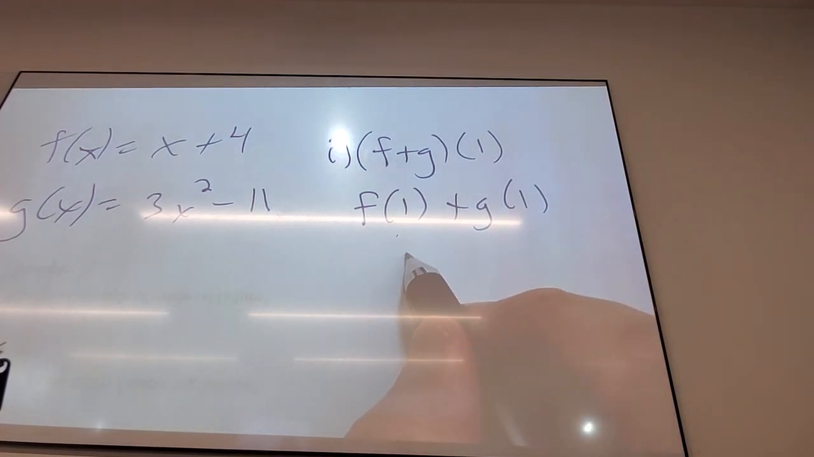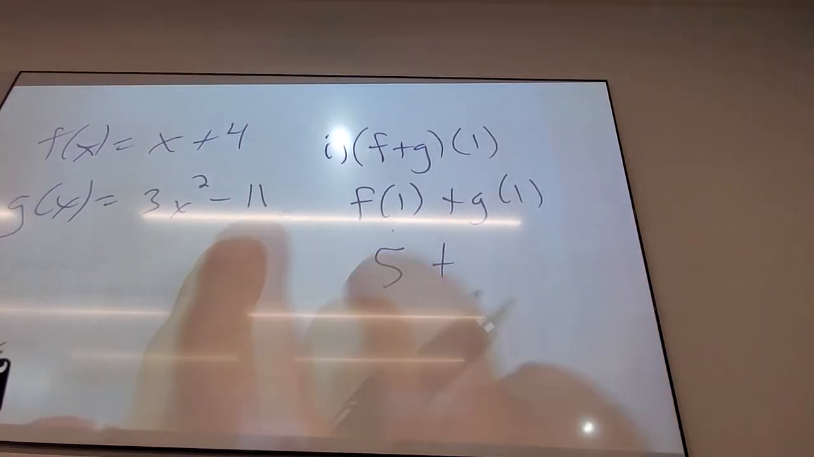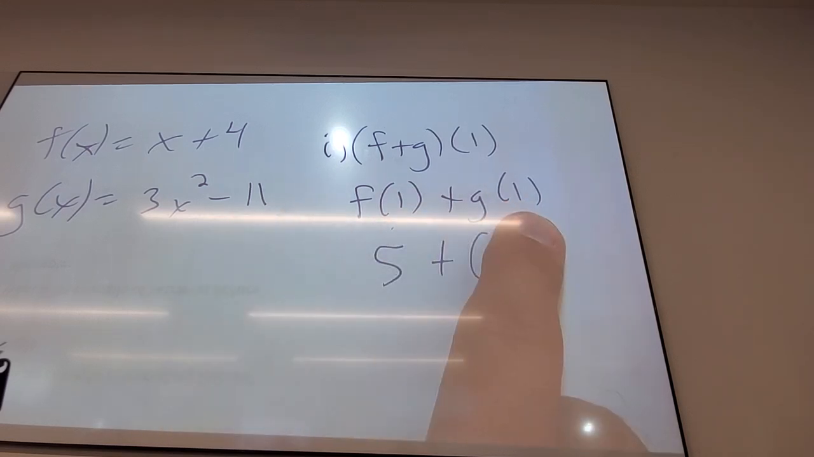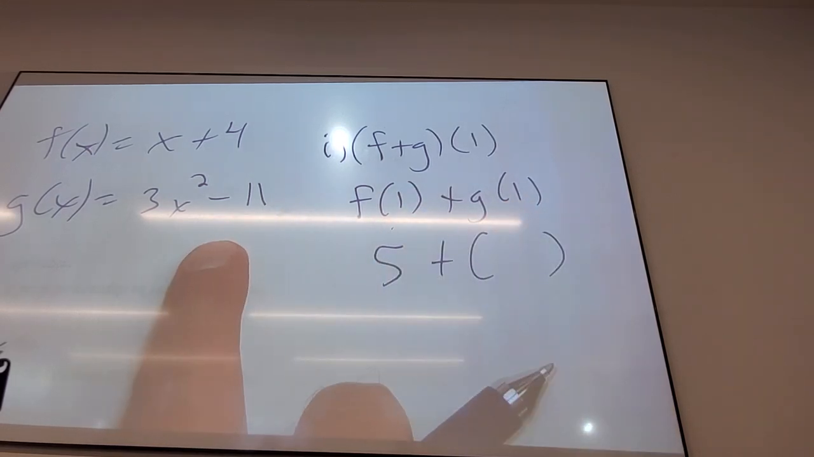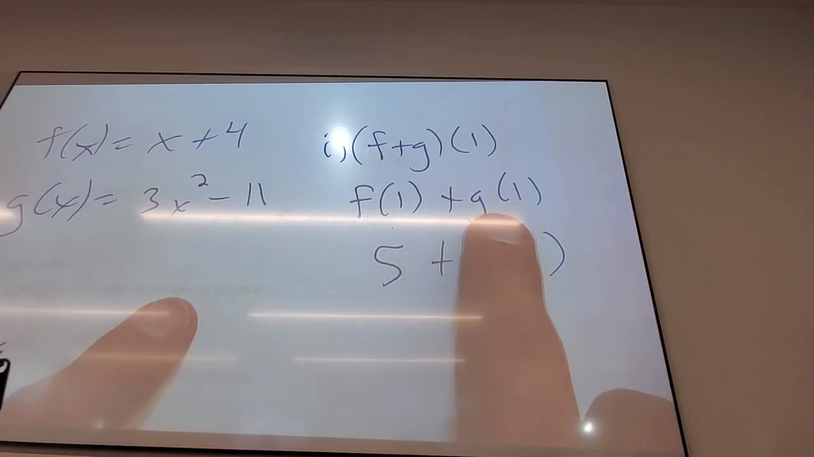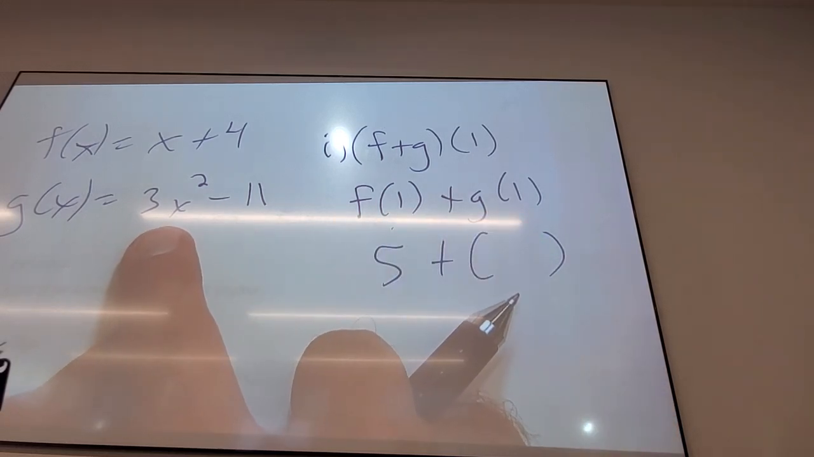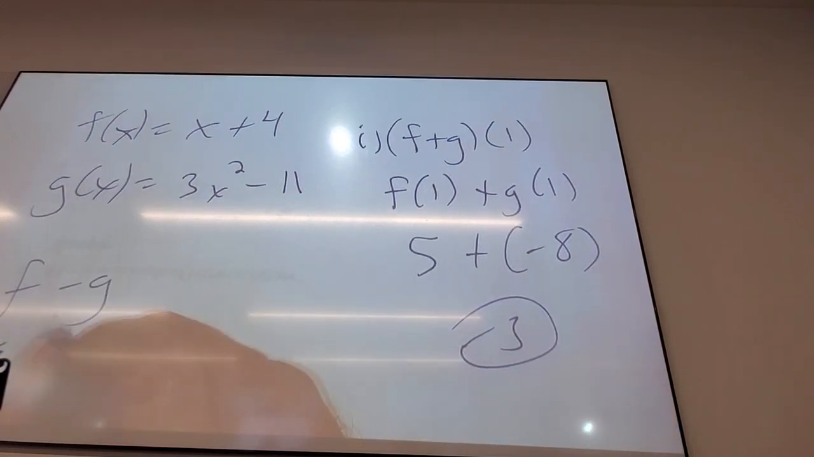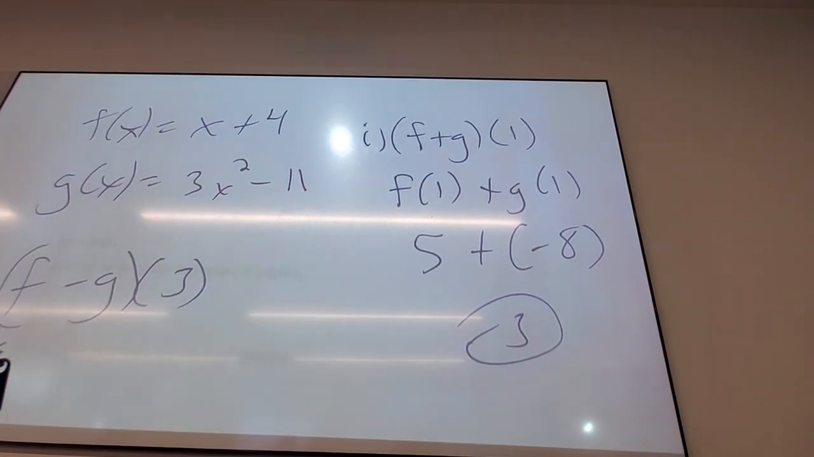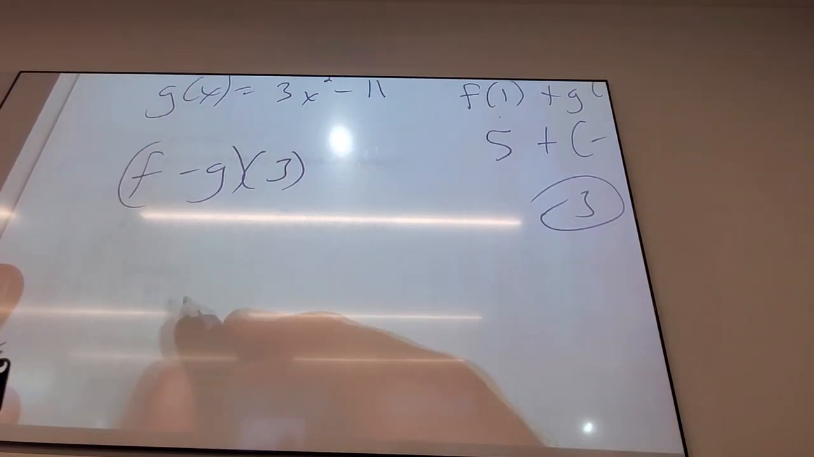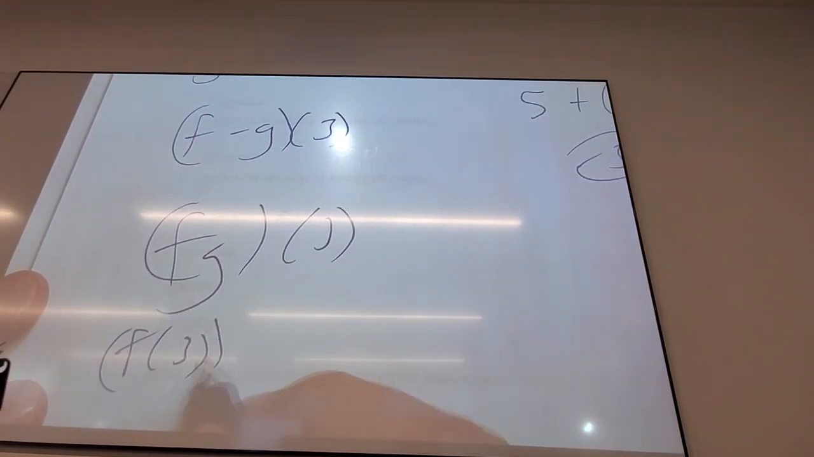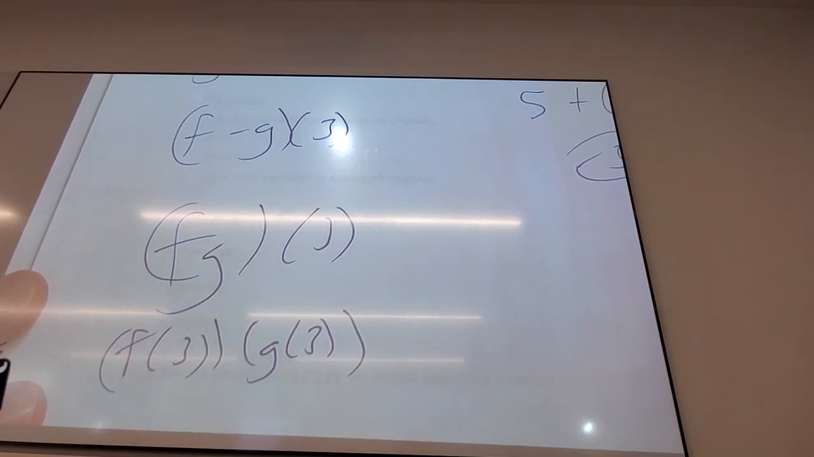So this will be 5 plus, put a 1 in. Good. -3. So what if I ask you what f minus g of 3 is? What would you do? F of 3 minus g of 3. What if I say f times g of 3? What would you do? F of 3 times g of 3, yeah? That's all. Nothing big.